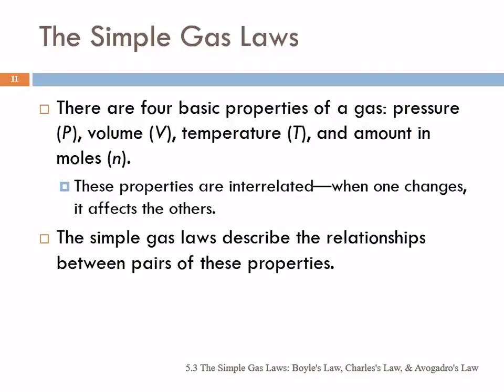Simple gas laws. There are four basic properties or variables for gases: pressure, volume, temperature, and amount. The symbols are listed there. Pressure is capital P, volume is capital V, temperature is capital T, all very nice.